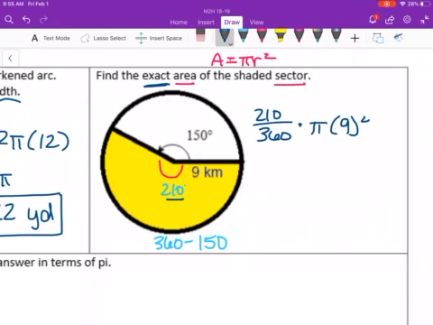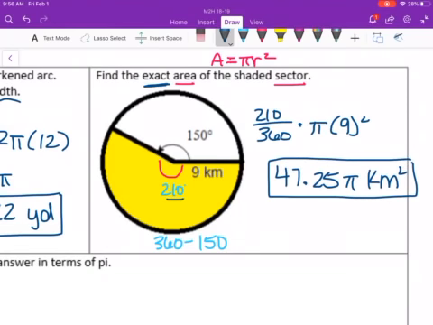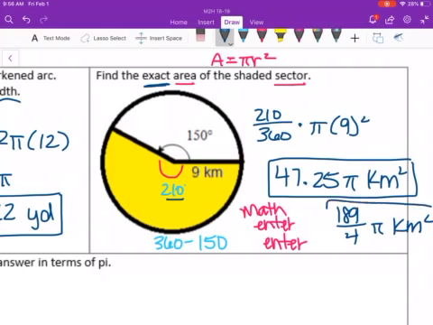So when you do that, 210 divided by 360 times 9 squared, you'll get 47.25 pi kilometers squared. Now, this is one option since it's exactly 0.25, but let's say it wasn't and it was this crazy long decimal. You would have to hit math, enter, to get you a fraction. So if we were to write 47 and 25 hundredths as a fraction, it would be 189 over 4 pi kilometers squared. So either one of those answers are exact, and that would be totally fine.